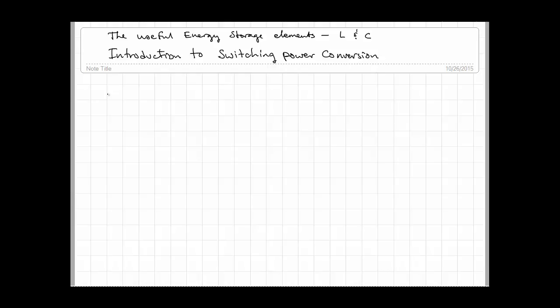This is a lesson that is part of an introduction to energy storage elements, specifically inductors and capacitors. And in this lesson, I want to introduce you to the usefulness of inductors and capacitors as energy storage elements in a class of circuits, a very important class of circuits used in power conversion. And these are called switching power supplies or switching power converters.